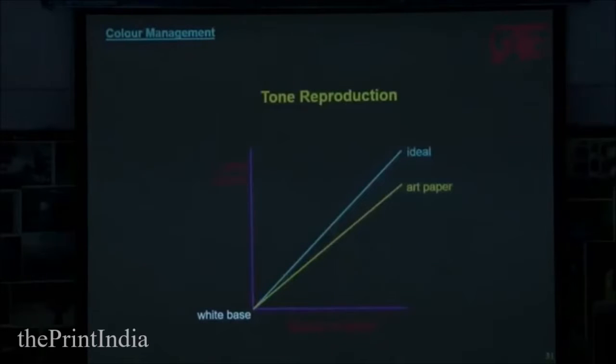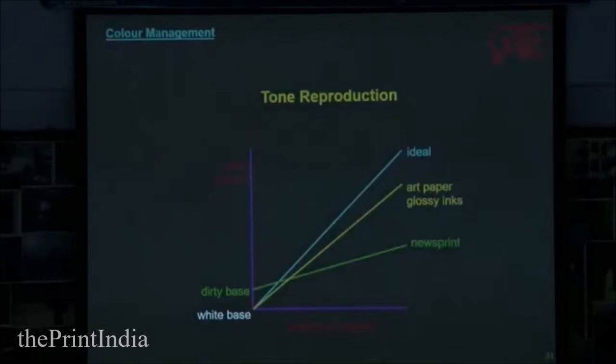So when you get art paper glossy ink, you are still not at the ideal. Your density is lower. Okay? If you print on, say, dirty paper, newsprint for example, the base is dirty and the top density is very low. So that is the limit of our reproduction.